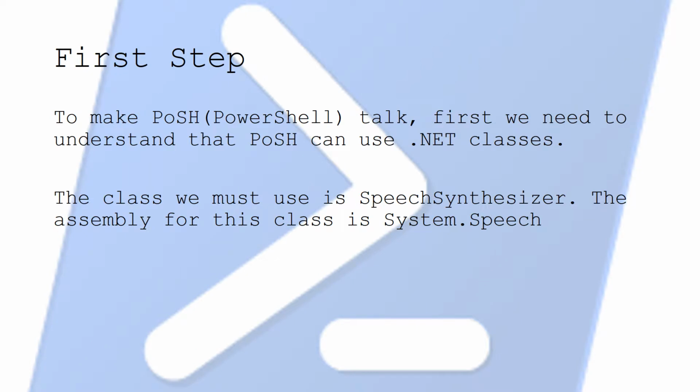To make PowerShell talk, first we need to understand that PowerShell can use .NET classes, as I said in the last slide. The class we must use in this case is a speech synthesizer. The assembly for this class, as written in the documentation, is the System.Speech. So let's start.